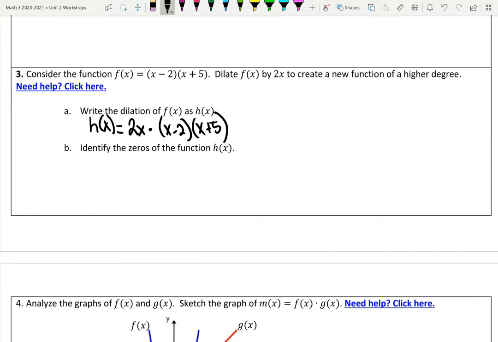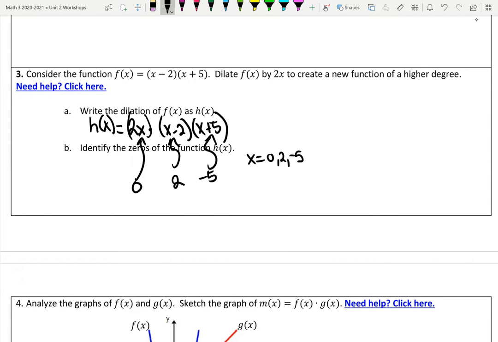This will cause it to be a degree 3. Notice the zeros. Since there are 3 x's, there are going to be 3 zeros. They're easy to identify. 2, -5. Hey, what number multiplies by 2 is equal to 0? 0. If it helps, think of this in a parenthesis as well. There are 3 groups. There are 3 zeros, when x is equal to 0, 2, and -5.